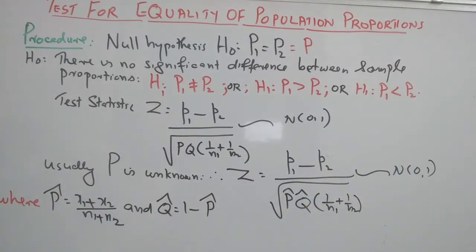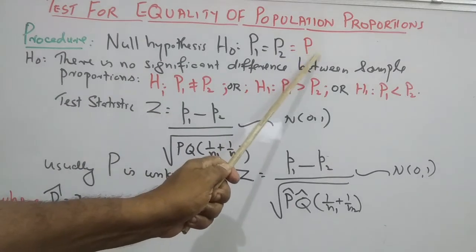Then how will you take a decision in terms of a test statistic? A statistic used for testing has the form difference by standard error. Here it is p1 minus p2 by square root of PQ into (1 by n1 plus 1 by n2). That follows the standard normal distribution. Therefore, this is a large sample test. This is a normal test. Decision is based on the normal probability law.